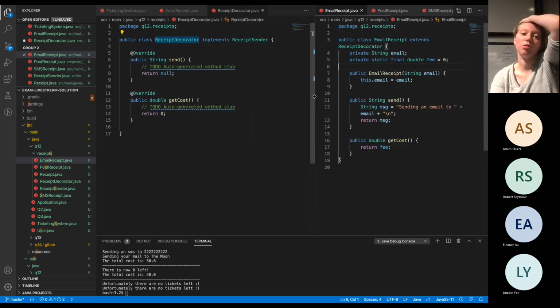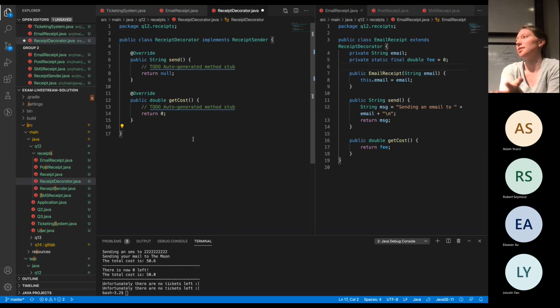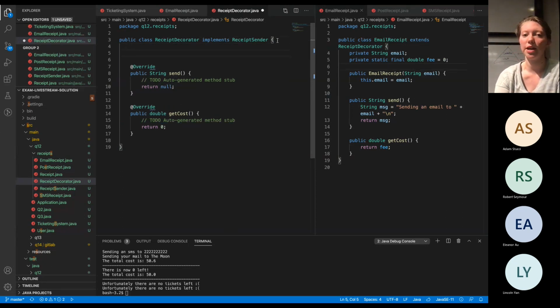Cool. And so now we have a classic infrastructure for getting the decorator pattern working. The only other thing is that our receipt decorator needs to know what it's actually decorating. And in this case, it wants to decorate a receipt sender. And then we can go.